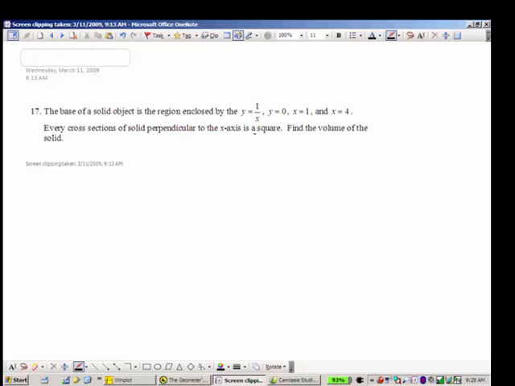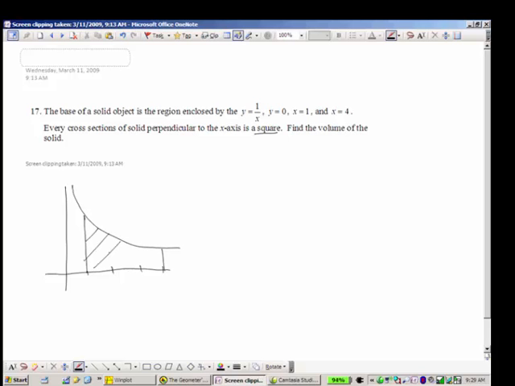Again, we have squares. It says the base of a solid object is the region enclosed by y equals 1 over x, y equals 0, x equals 1, and x equals 4. Just to give you an idea, x equals 1, 2, 3, 4. That's the base. That's the bottom of what I'm building on.